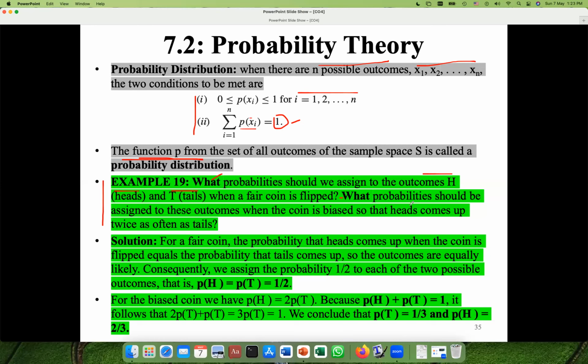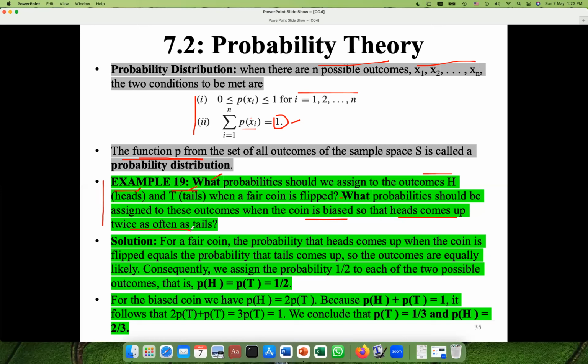Now next is, what probabilities should be assigned to these outcomes, heads and tails, when the coin is biased? There is something wrong with the coin. So when the coin is biased, what probabilities should be assigned to these outcomes so that heads comes up twice as often as tails? So now there is something wrong with the coin, and if you flip the coin, the head will come up twice, or 2 times, as compared to the tail.